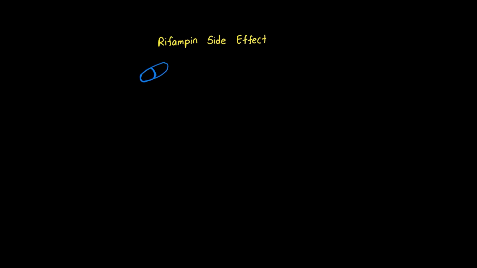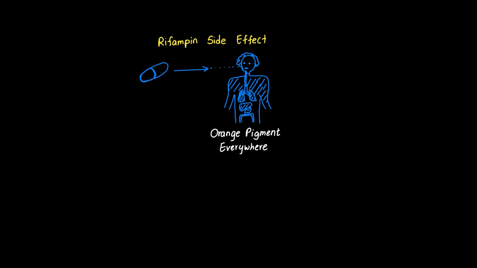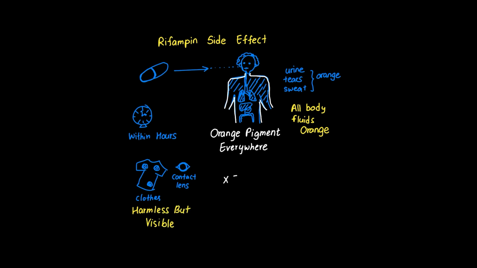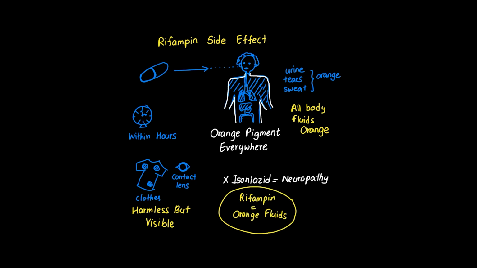Rifampin's distinctive side effect helps us understand medication compliance in tuberculosis treatment. Rifampin contains a powerful orange-red pigment that isn't metabolized by the body. This pigment distributes throughout all body fluids after absorption. Within hours of taking rifampin, patients notice orange discoloration of urine, tears, sweat, and even saliva. This dramatic color change is completely harmless, but can stain clothing and soft contact lenses permanently. Patients need reassurance that this is expected, not dangerous. Only rifampin creates this discoloration.